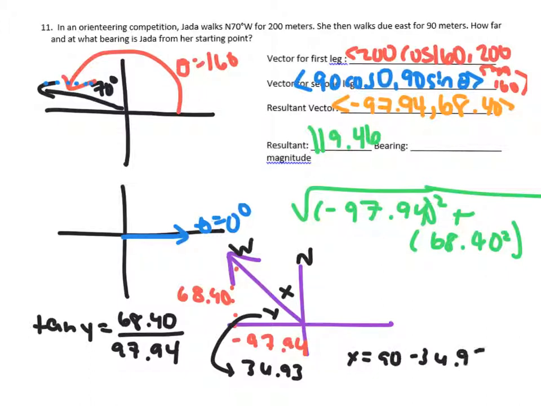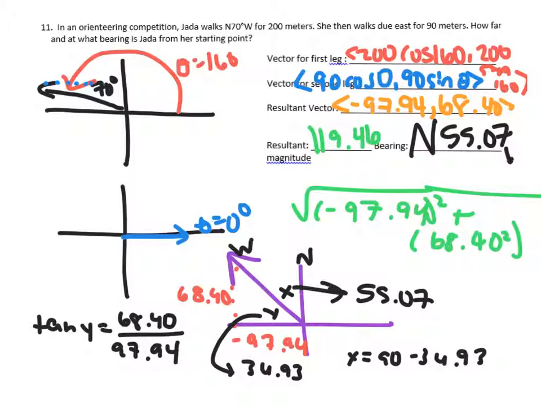90 minus 34.93 degrees is this angle in here, 55.07, so it's north 55.07 degrees in the west direction. And whatever format I give you your original problem in, heading, bearing, whatever, you need to do your answer in the same format.